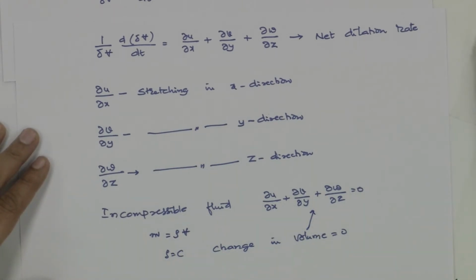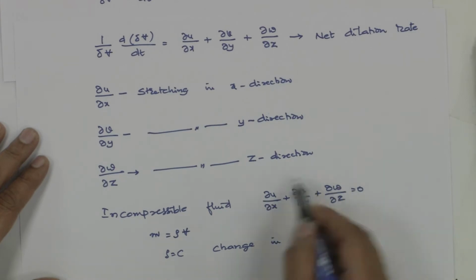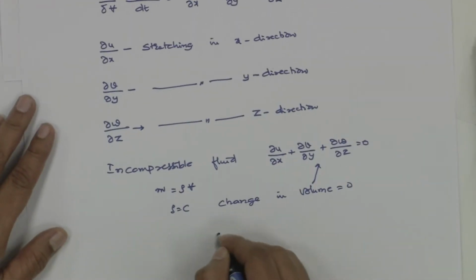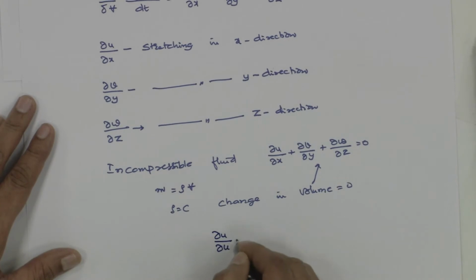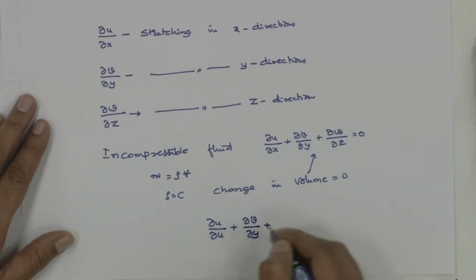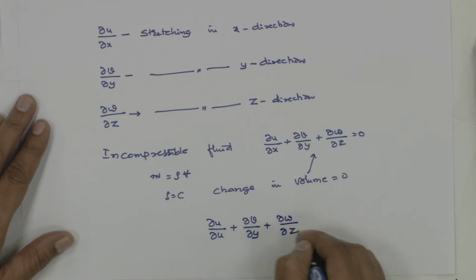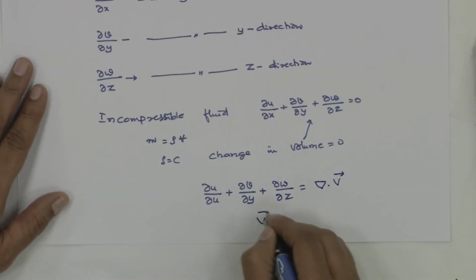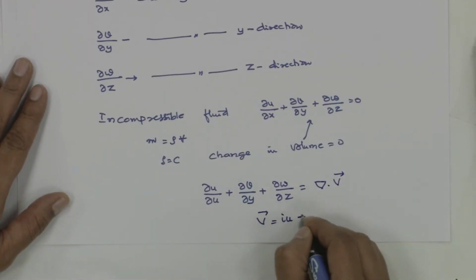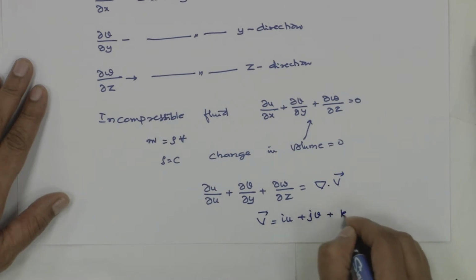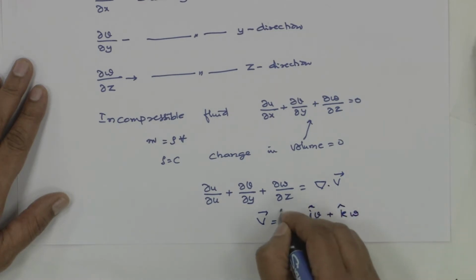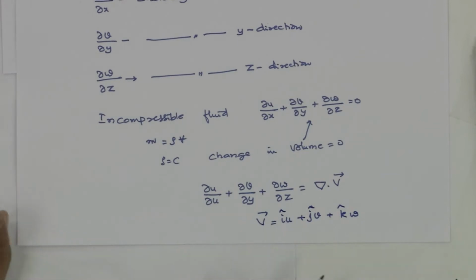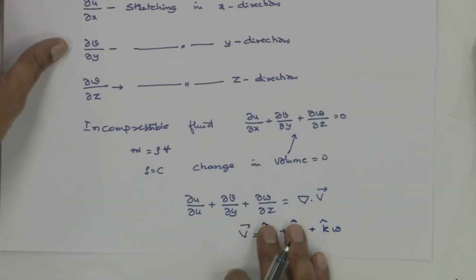So, we are going to come across this term in the conservation of mass. So we will write this as del u by del x plus del v by del y plus del w by del z equal to, vectorially, del dot V, where V is equal to iu plus jv plus kw, where i, j, k are unit vectors. Okay. So now that is so much about it, back to slides.